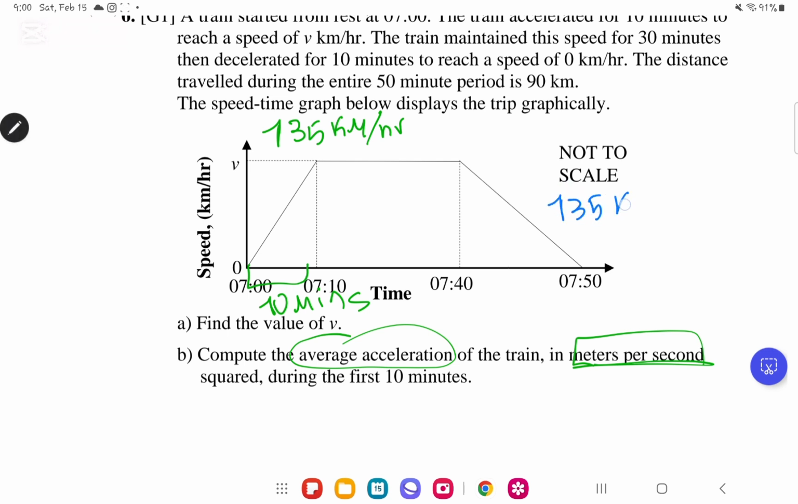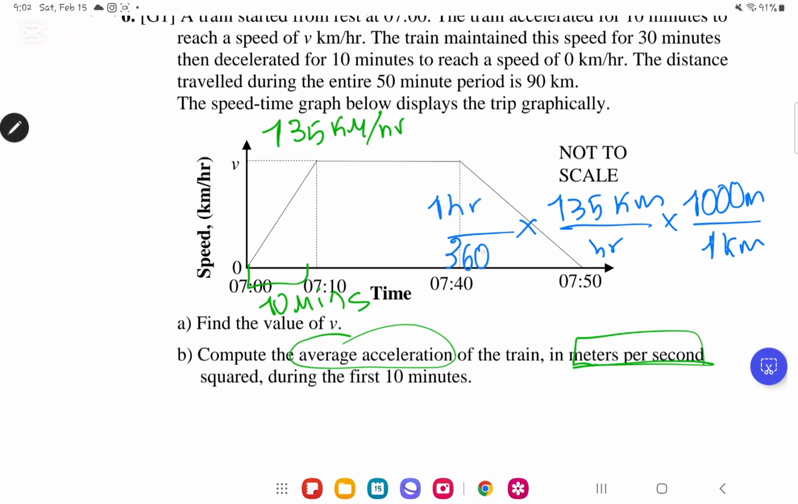So 135 kilometers per hour, we need to change it into meters per second. To change from kilometers into meters, we are going to multiply by 1,000 meters, and in the bottom we are going to have 1 kilometer, because every kilometer is equal to 1,000 meters. And then to change from hour into seconds, we know that 1 hour is equal to 3,600 seconds.